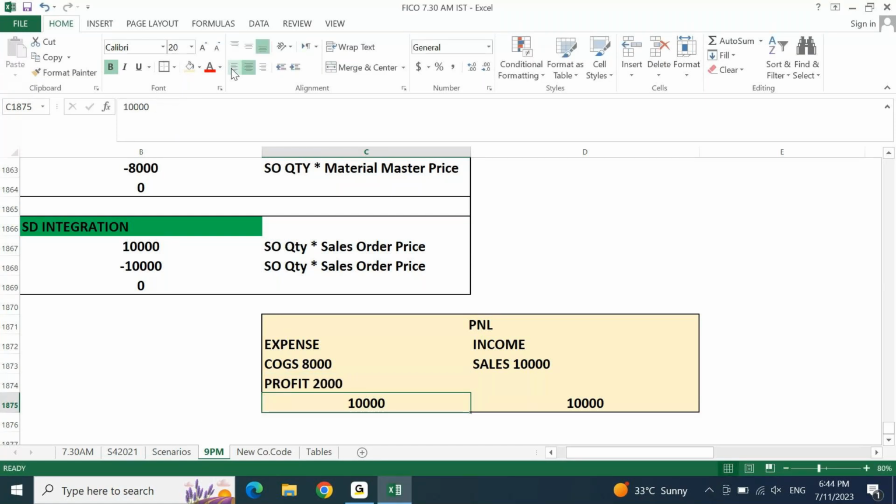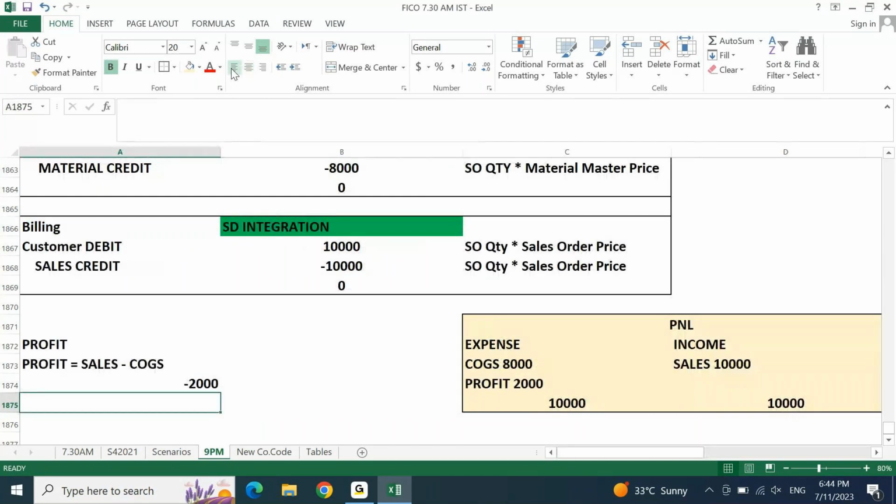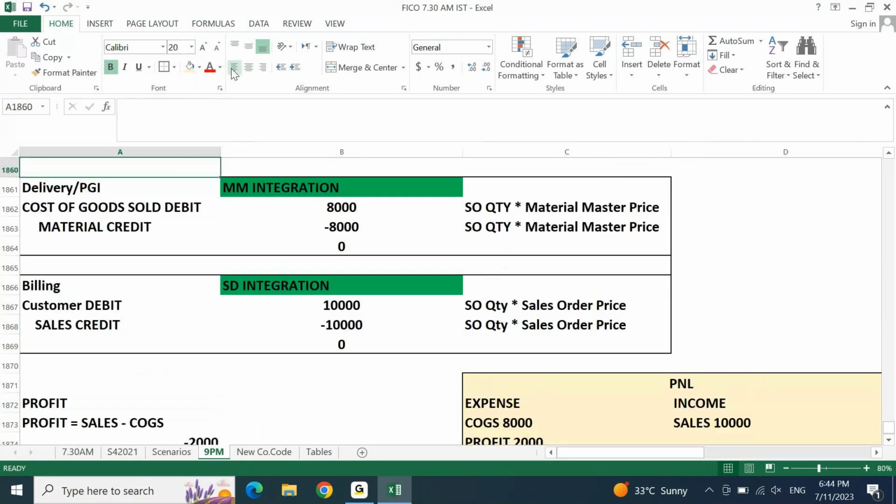Is this clear? The profit that you are making from this sale is 2,000. Is this clear how we are getting this 2,000 profit and how we are arriving at this based on the accounting entry?